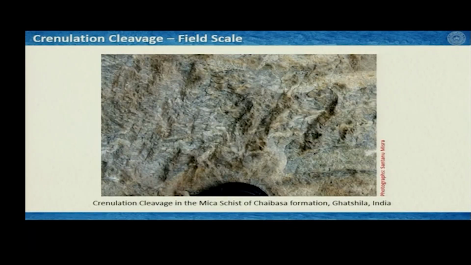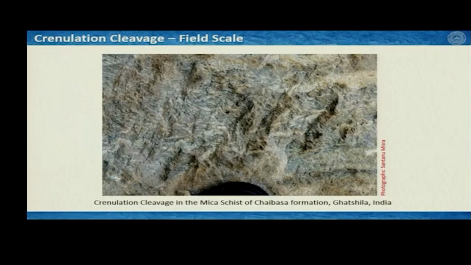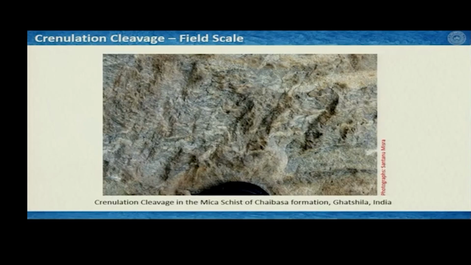Now, we will see granulation cleavage in the field scale. This image is again from the Chaibasa formation, and you may find it a little difficult to comprehend where the granulation cleavage is. I hope I can convince you there. Now, first let us figure out where the foliation is here.